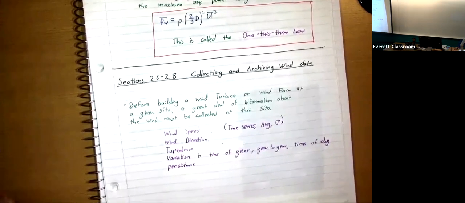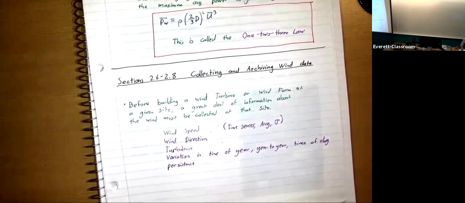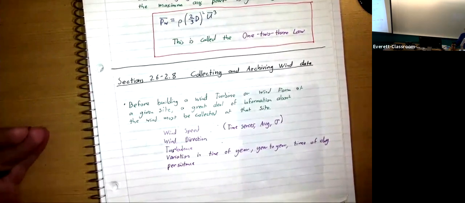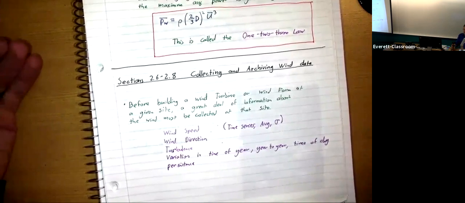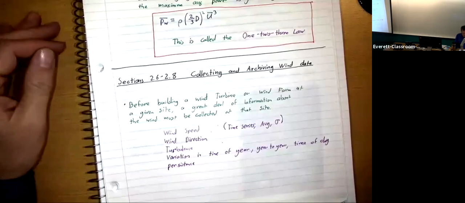If you're going to build a wind farm, you need data. And you need data not just because you need to know how effective your wind farm is going to be, but because you're going to need a loan. You need to borrow money. And no one's going to loan you money unless they have that data. Okay? So what type of data are you going to need to collect?